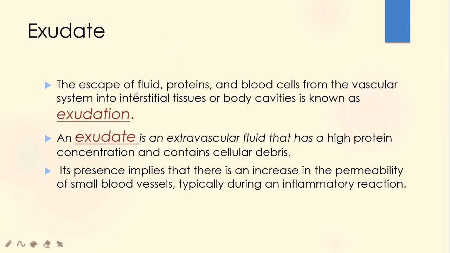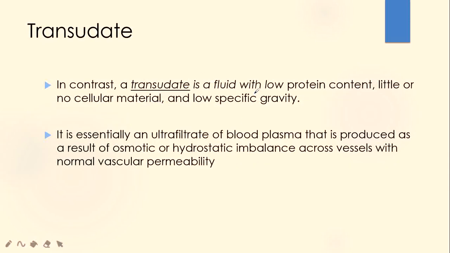The process of the escape of fluid, proteins, and blood cells from the vascular system into interstitial tissue or body cavities is known as exudation. And this fluid is known as exudate. It is extravascular fluid that has high protein concentration and contains cellular debris. Transudate is a fluid with low protein content, little or no cellular material, and low specific gravity. Basically, it is an ultrafiltrate of blood plasma that is produced as a result of imbalance between osmotic and hydrostatic pressure.